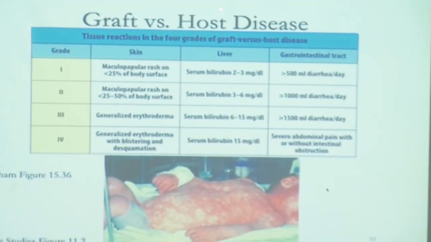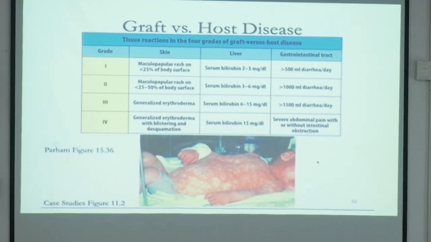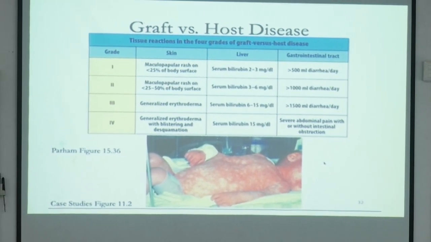They are categorized into grade 1, 2, 3, 4. You don't need to learn this by heart. There are 4 categories depending on the severity of how organ systems are involved. Okay.